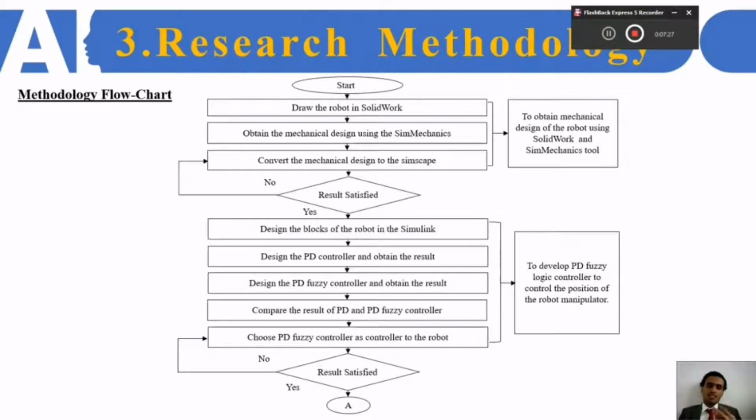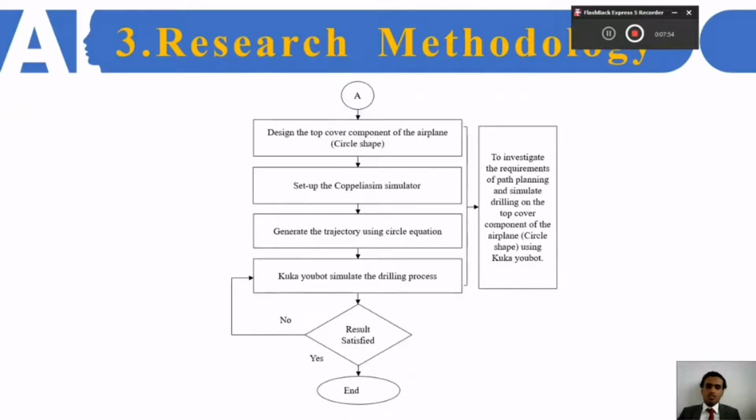After that, I added fuzzy logic. Here, the output of the PD goes to the input of the fuzzy, and then the output of the fuzzy goes to the scope in order to get the signal controlled two times. So it is controlled by the PD and then controlled by fuzzy logic. And then I compared the two results of PD and PD fuzzy. After that, I chose the PD fuzzy controller as the controller of my robot.